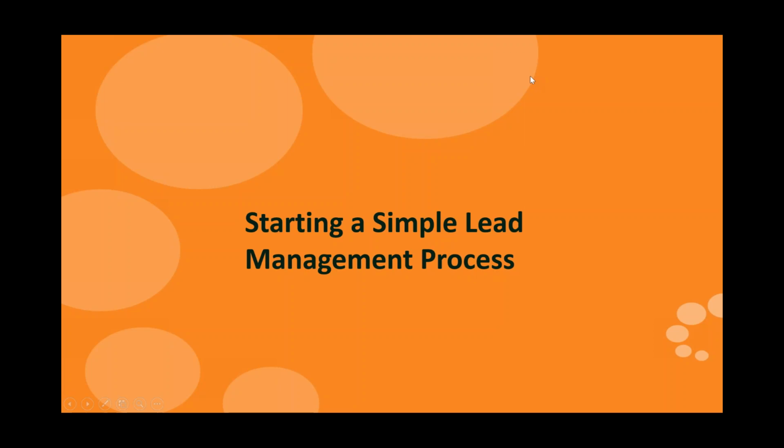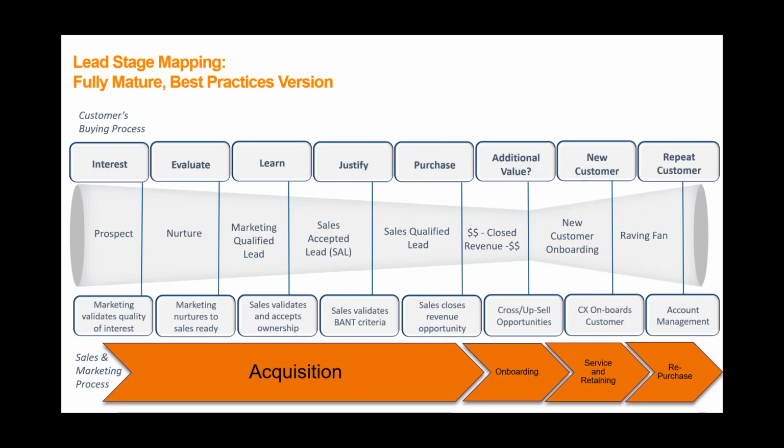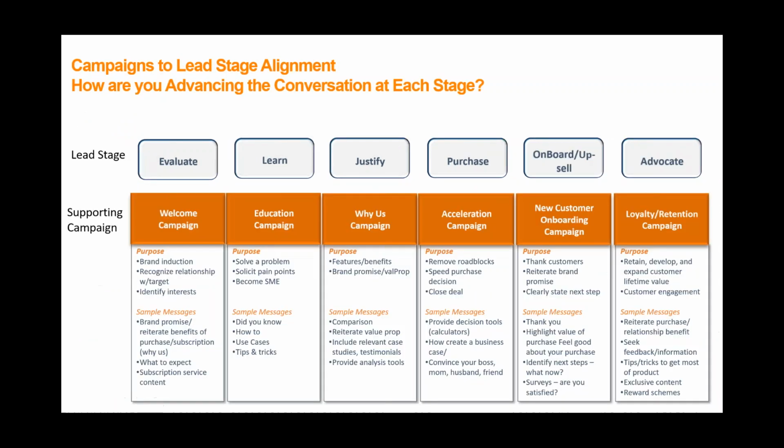So starting with the simple lead management process, or any lead management process, it always starts with planning. We do have to understand what our lead management stages are. This is the best practices, fully mature version. If you want to go end to end, this is what you're going to have to get to, or at least some version of this. This is not simple though, and there's a lot of different pieces within each one of these stages that need to have their own specific items aligned to it, like campaigns. So if you have a lead funnel that's built out to start with, you're also going to have to align campaigns and messaging that goes out at each one of those stages. So now you've got all these campaigns that you've got to build out and deal with a lot of content.